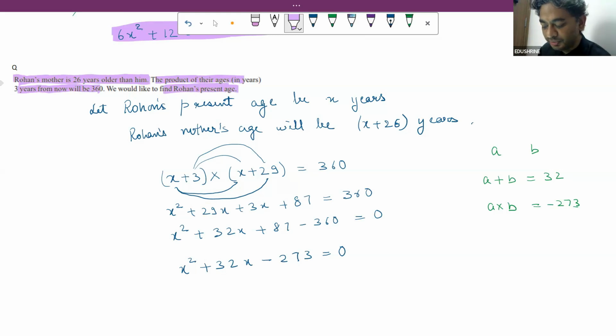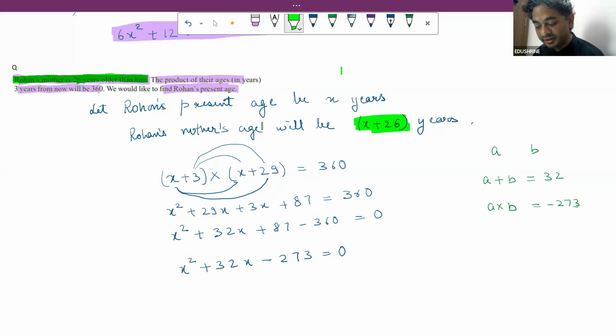So Rohan's present age, I don't know. So what do I do? Whenever I do not know something, I take it as a variable. So let us say Rohan's present age is X years. Rohan's mother's age, since they have told me that she is 26 years elder, that means X plus 26. So I have written here X plus 26.